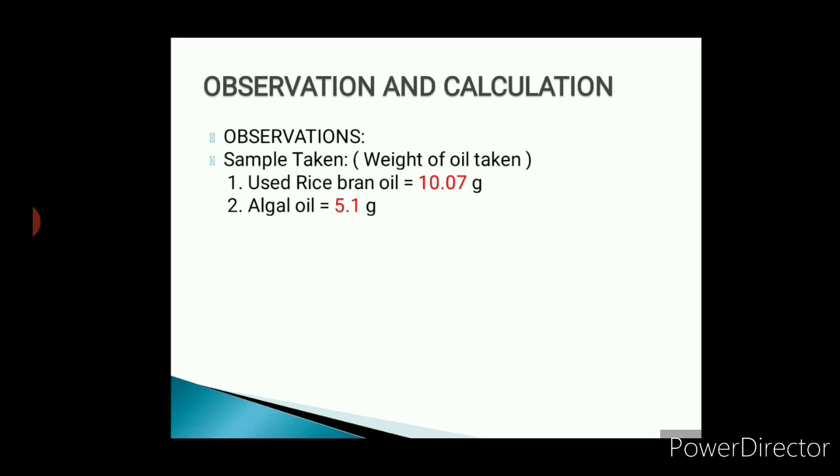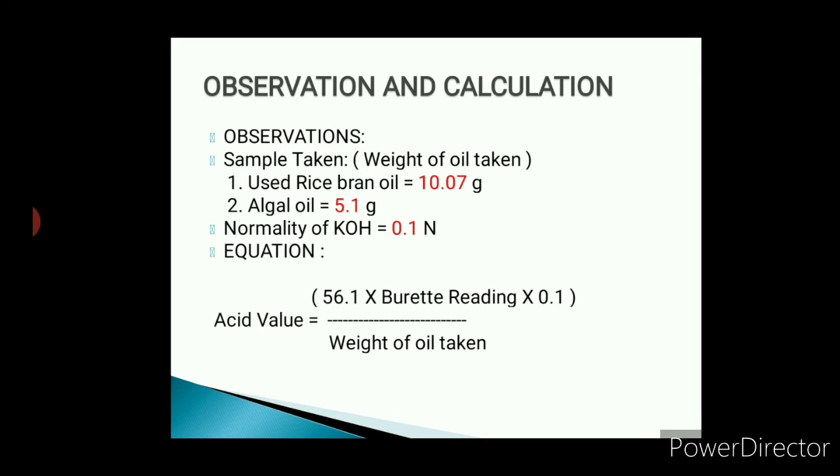Whatever algal oil I have used is the algal oil which was extracted by our college students. They did their project where they synthesized algal oil from algae, and then converted it into biodiesel, and tested different parameters of it. So the algal oil which I have taken is 5.1 gram. Then the normality of KOH that I have used is 0.1 N.